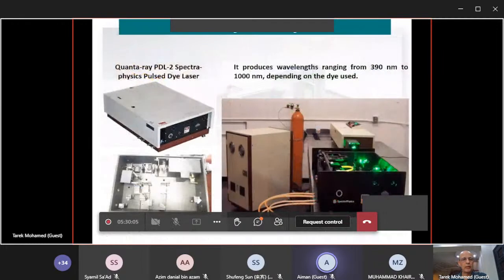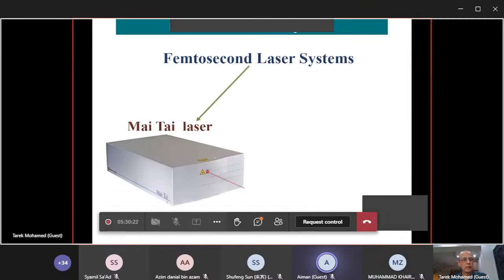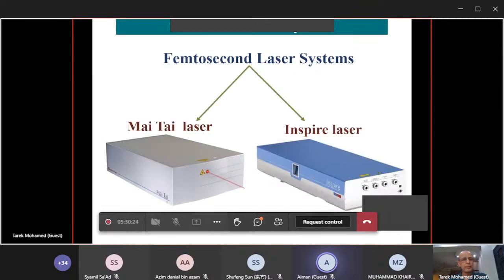Also, we have a pulsed dye laser, where we could tune the wavelengths from UV 390 to 1,000 nanometer by changing the dye. And we have two femtosecond laser systems, MiTi and Inspire.